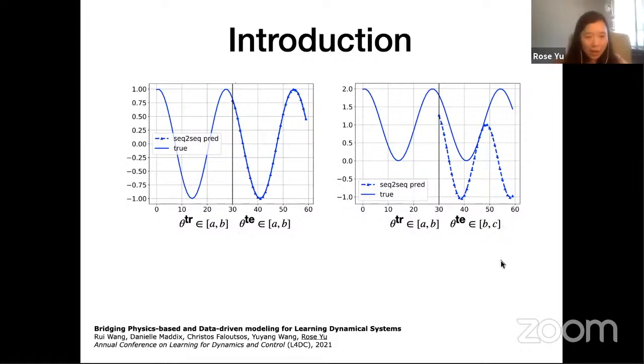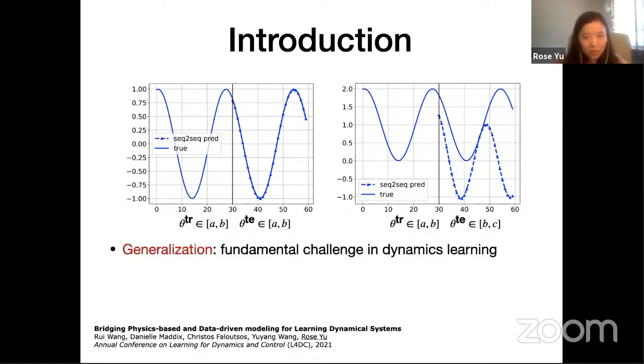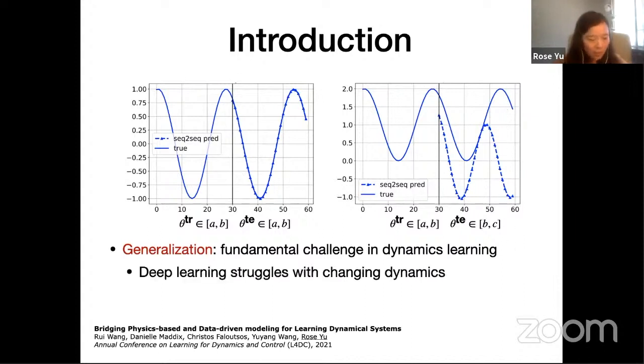That points to a fundamental challenge in learning dynamics, which is generalization. In the traditional machine learning sense, generalization is about the same intervals but different data sets, right? We're not talking about distributions that come from completely different dynamics. In the example on the right here, even though the data distribution roughly follows the same range from training to test, the dynamics that govern this data have changed significantly. And that's what we mean by the generalization challenge for dynamics learning.